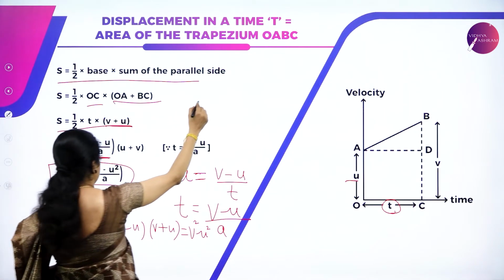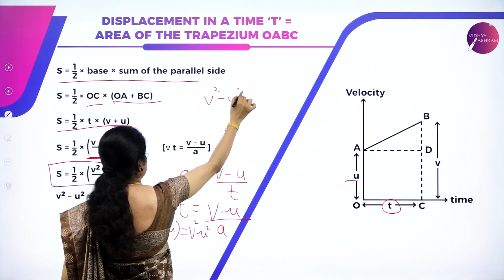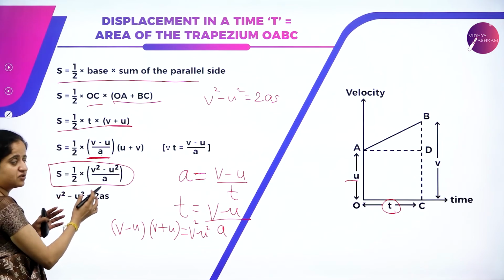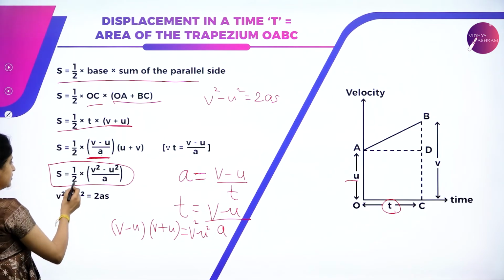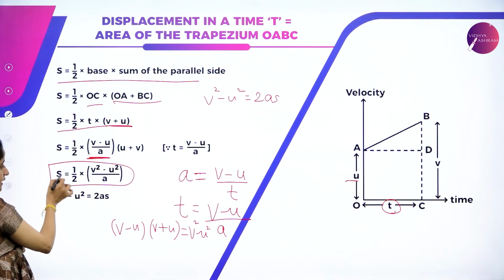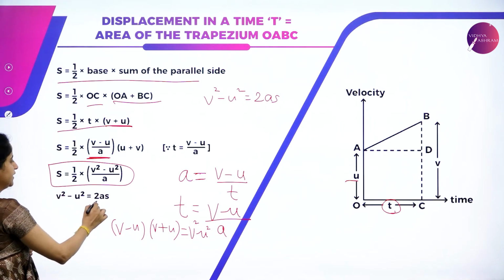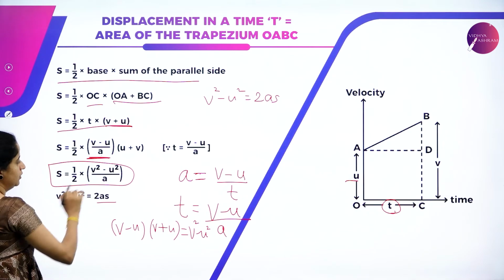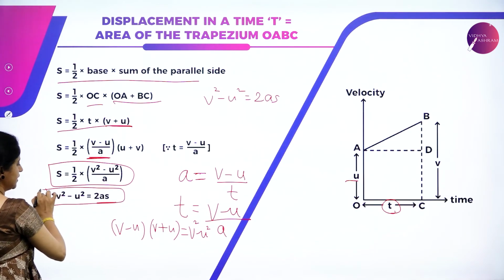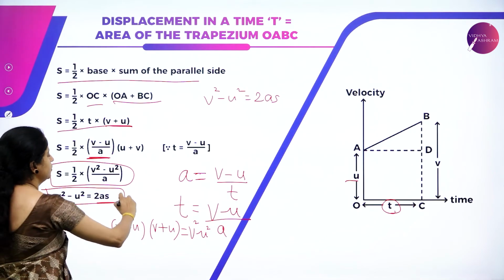What do we require? V square minus U square is equal to 2AS. So let us now simplify this to get the desired expression. So just multiply the denominator. We have 2 into A, that is 2A, into cross multiply S. So you'll get 2AS, which is equal to 1 into V square minus U square, that is V square minus U square, which is equal to 2AS.